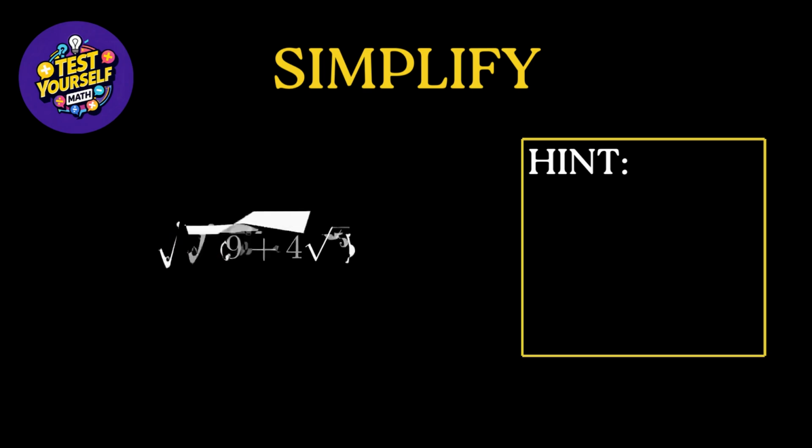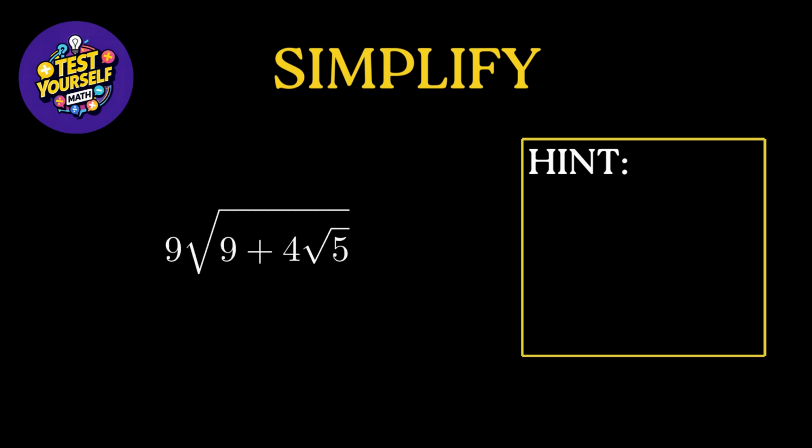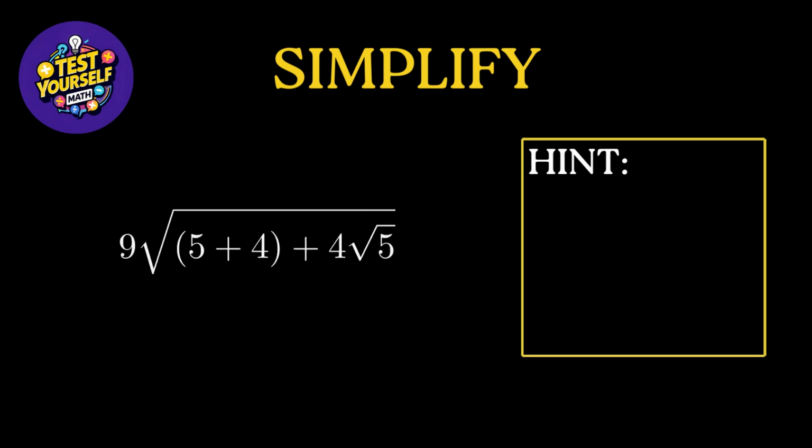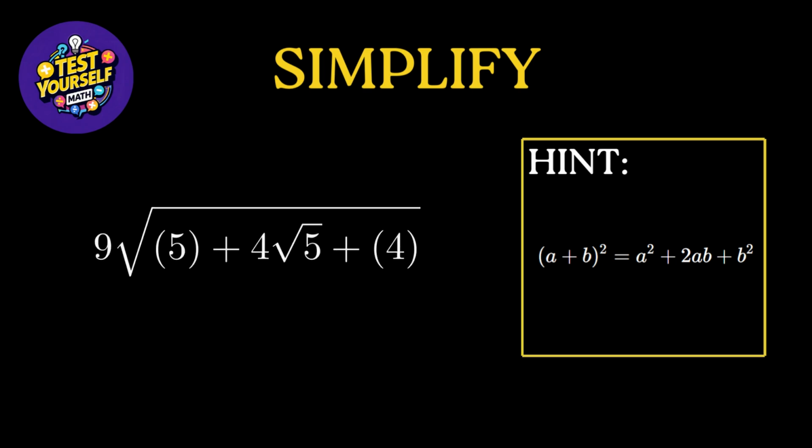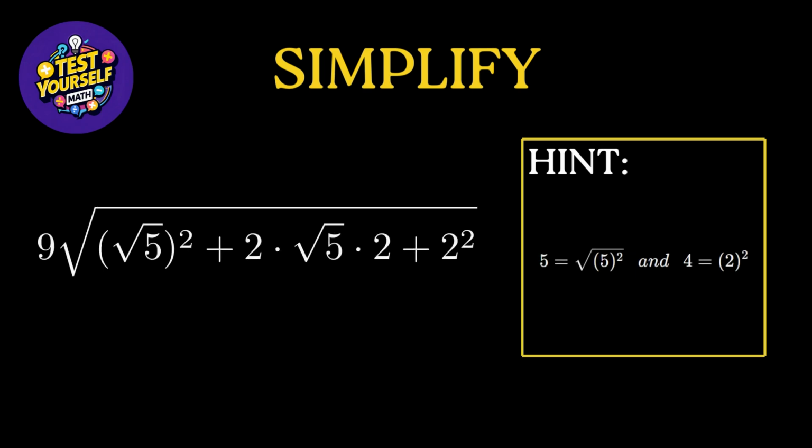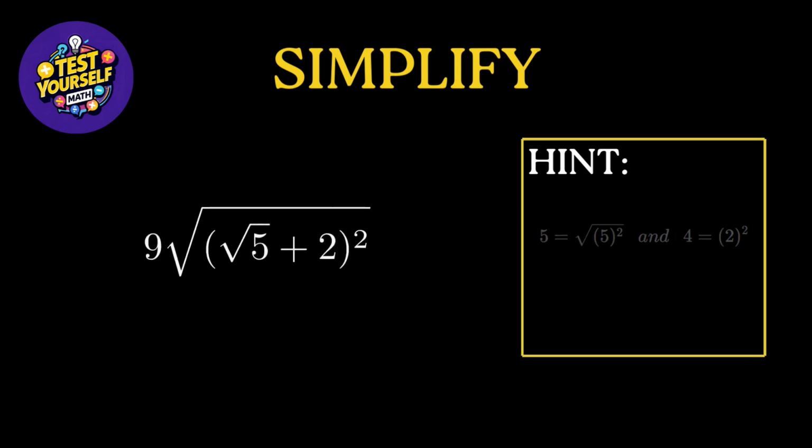We are left with 9 times the square root of (9 plus 4 root 5). Now observe something elegant. The expression inside the square root can be rewritten as a perfect square. 9 plus 4 root 5 can be rearranged as 5 plus 4 plus 4 root 5, which matches the identity a squared plus 2ab plus b squared. This means the expression is the square of (root 5 plus 2).